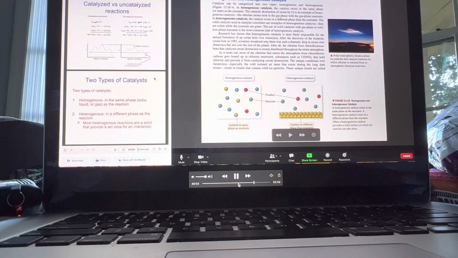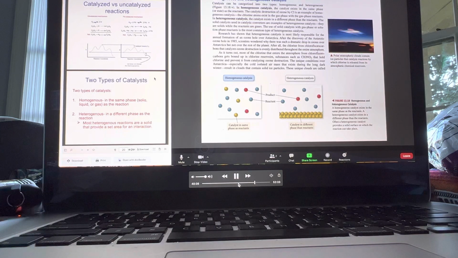Okay. So a homogeneous catalyst is a catalyst in the same phase as the reactants. Okay? So that means that if your reactants are gases, right, a homogeneous catalyst will also be a gas. If your reactants are solids, your homogeneous catalyst will also be a solid. Okay? Now, heterogeneous means that they are in different phases.